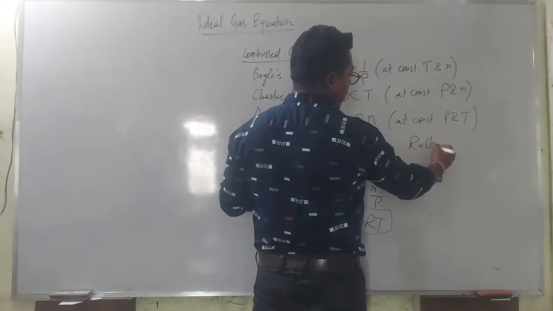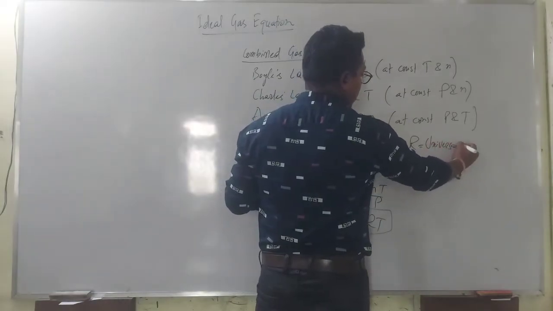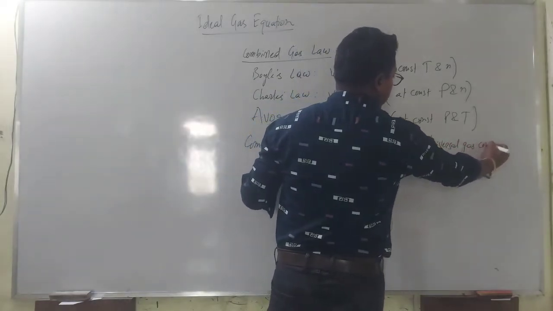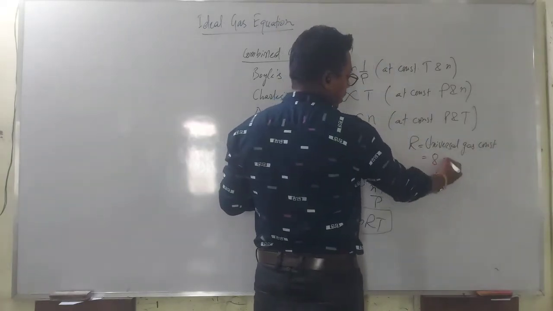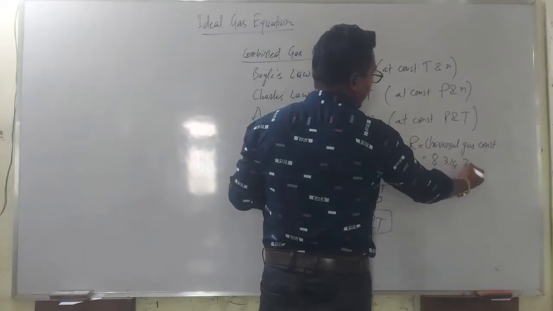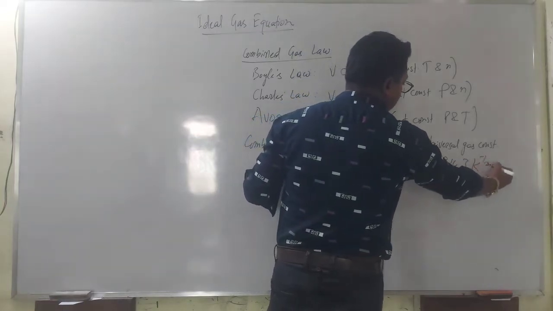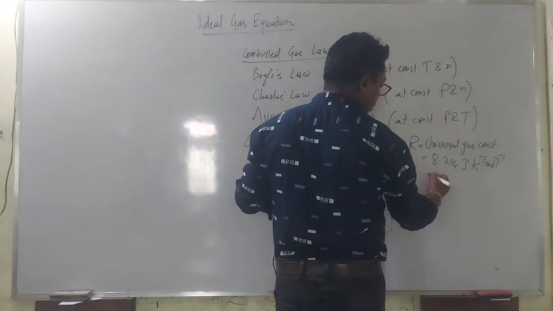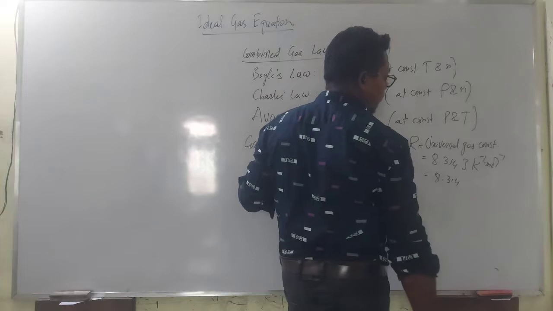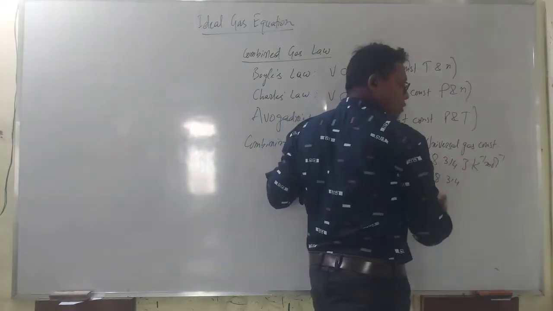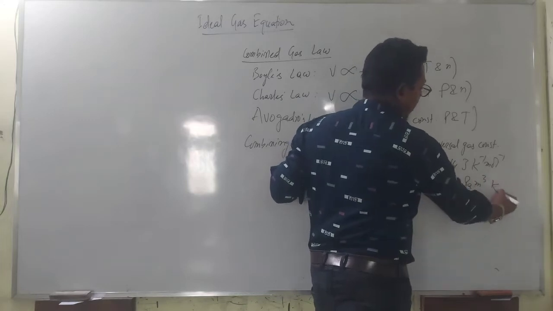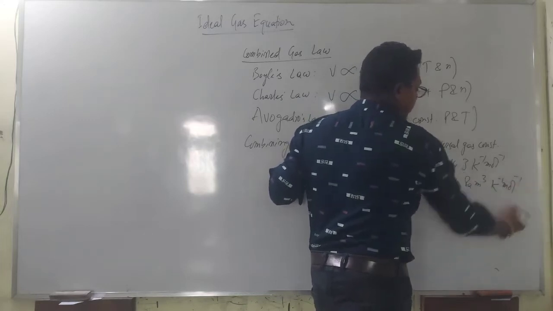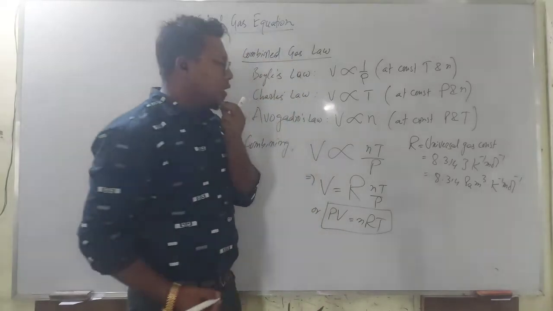Universal gas constant, and its value is 8.314 joule per Kelvin per mole. This is in terms of SI units. Joule is also equal to Pascal into meter cube, so the unit is per Kelvin per mole. So these are the values of R in SI units.